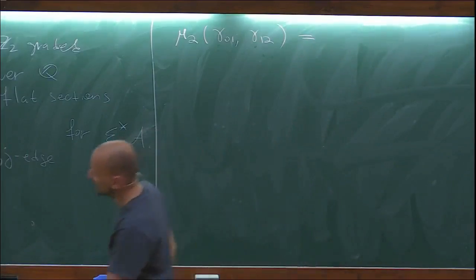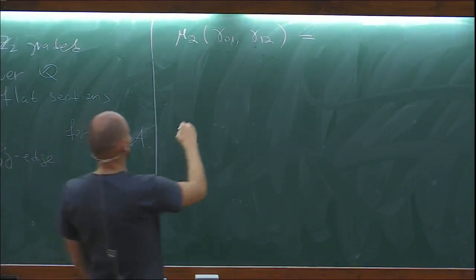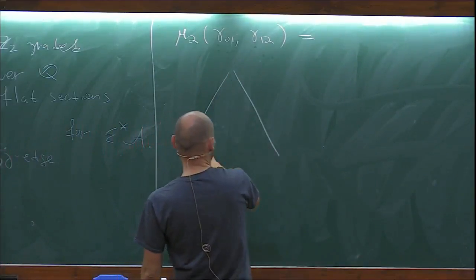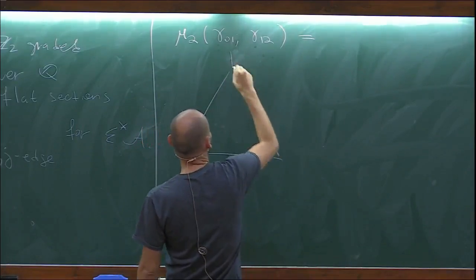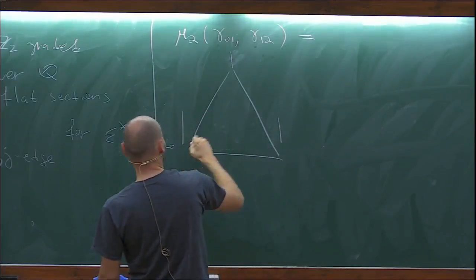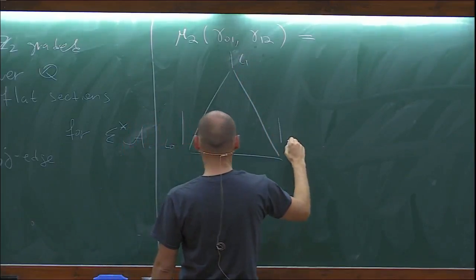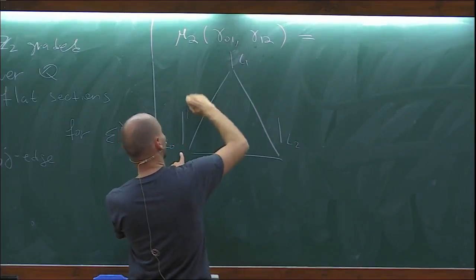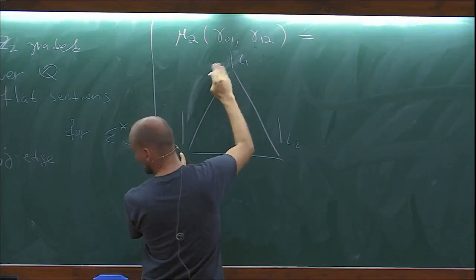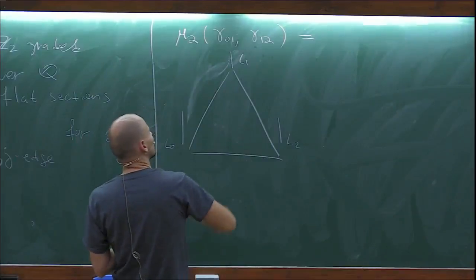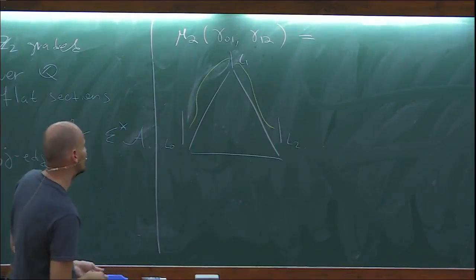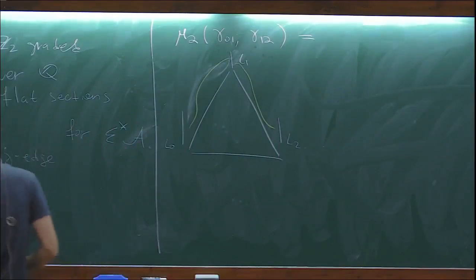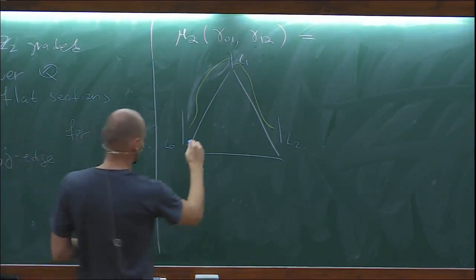Let me first tell you pictorially. Let me redraw the picture. Here I have L0, L1, L2, and I have a morphism here, and a morphism here, and I have to get a morphism here.